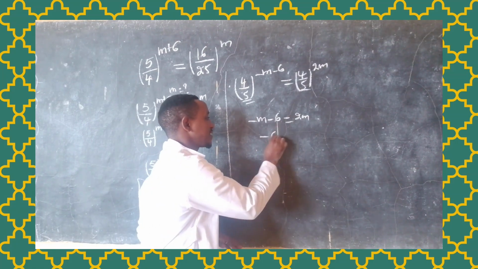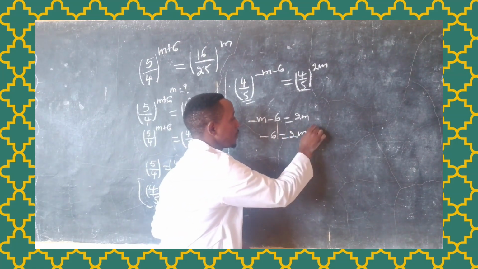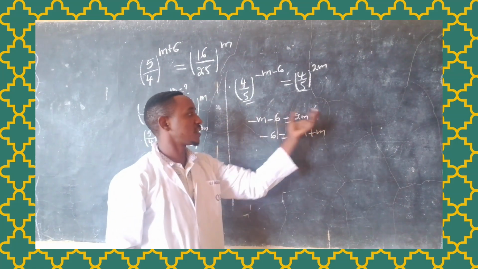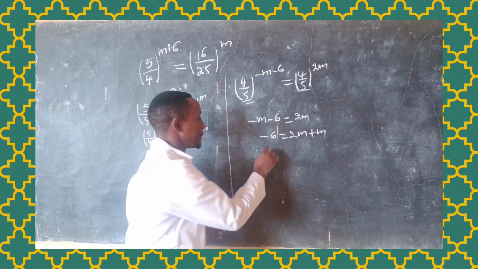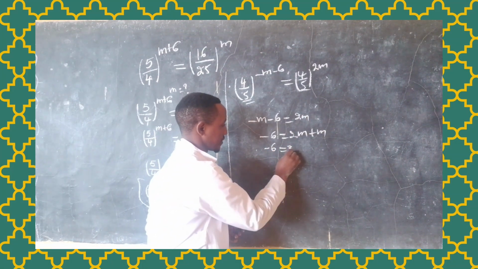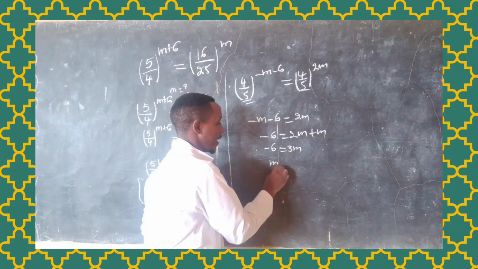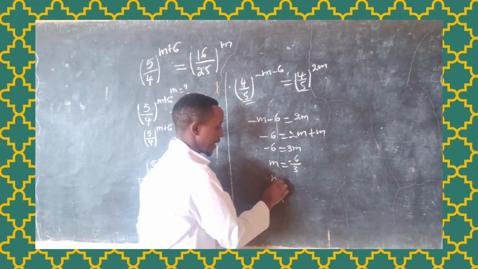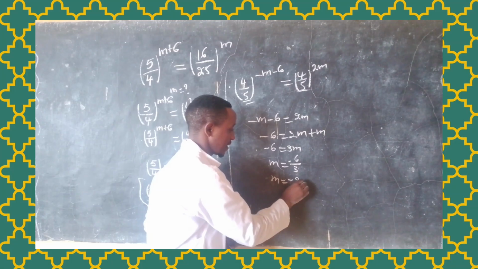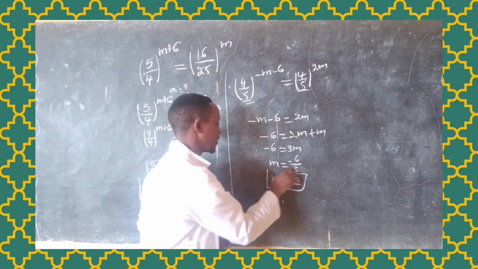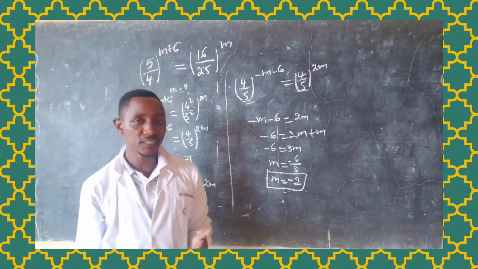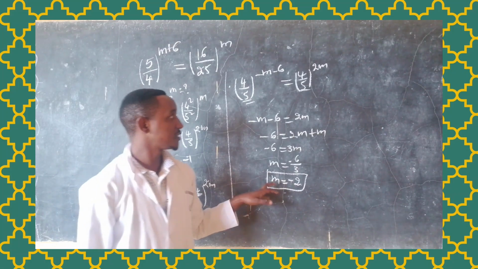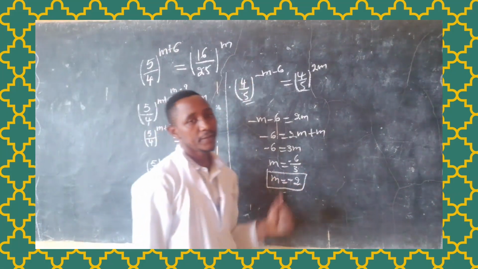So minus 6 is equal to m plus m. When you move this to that side, you get positive. Minus 6 is equal to 3m. M is equal to minus 6 over 3. M is equal to minus 2. The value of m is equal to minus 2. So this is the value of m.